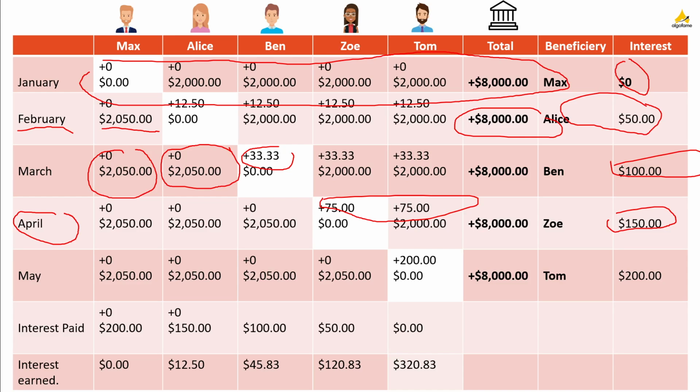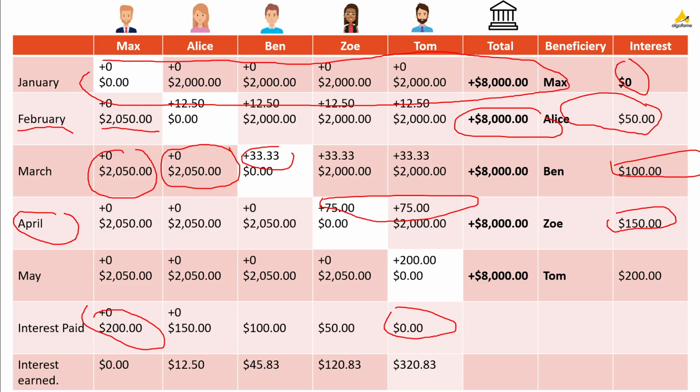And at the end, as we could see, the person who pays the most interest here is Max. He pays $200 in interest. And the person who pays the least interest is Tom at $0. Because the rule of thumb is that the person who has received payment, or has been paid, pays interest, or the person who gets paid first. The earlier you get paid, the more interest you pay. And the person who was paid last pays the least interest.